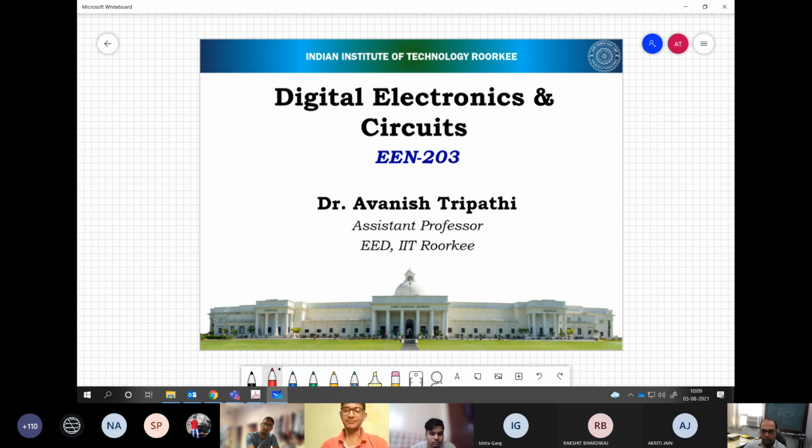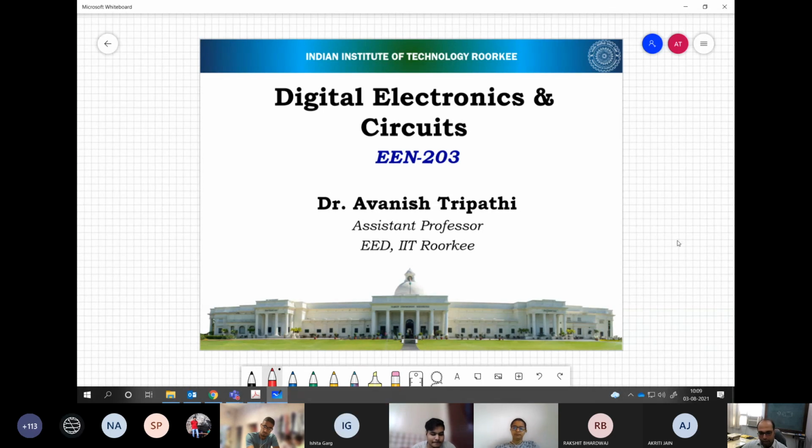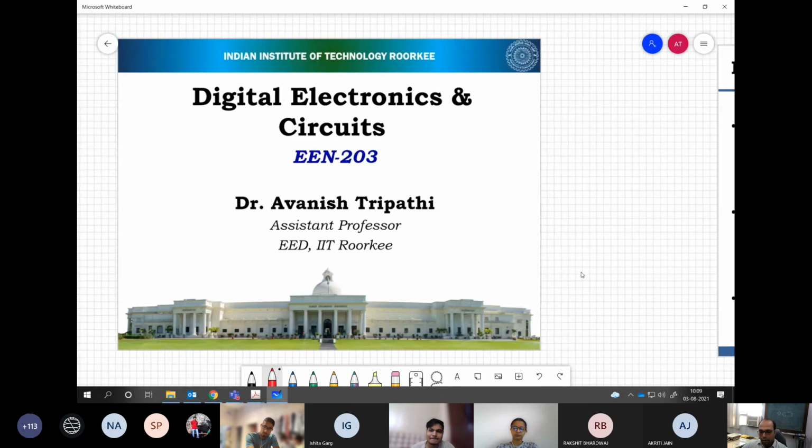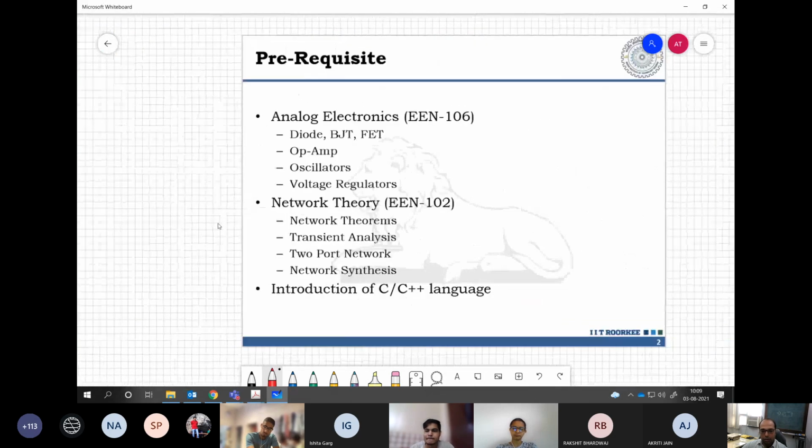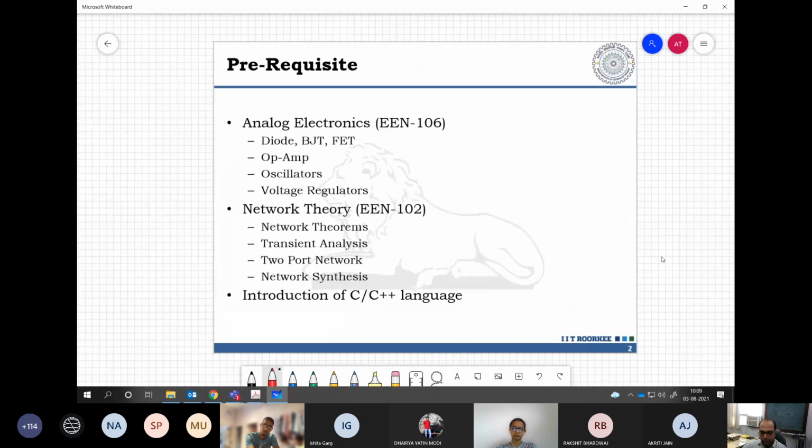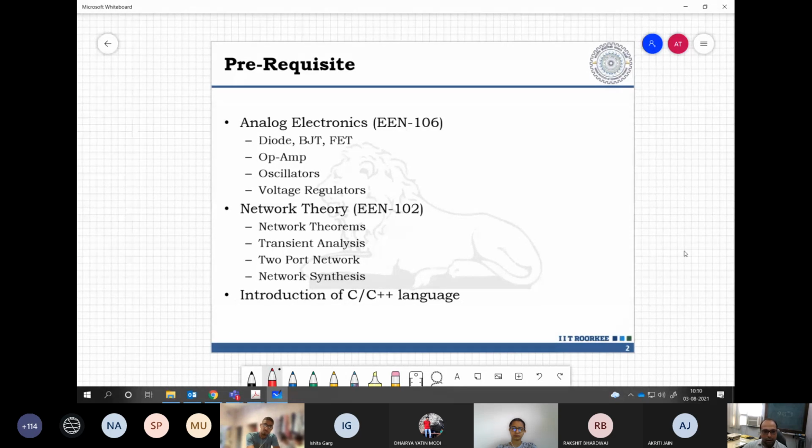So myself, Avnish Tripathi, I will be the instructor of this class, and with the help of other faculty members, I would be taking this course. I mean, in terms of the lab experiments and the tutorial, all these things. But by and large, I am the instructor and I'll be taking all the components.